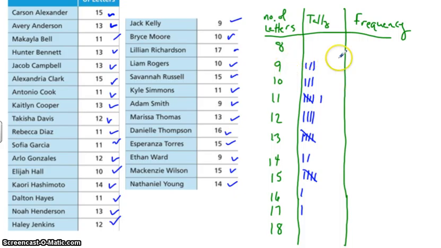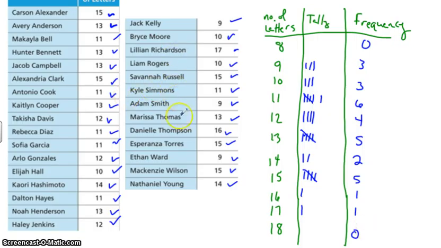Now we're ready to count up the number of tallies. For 8, there was 0. For 9, there were 3. 10 was 3. 11, there were 6. 12, there were 4. 13, there were 5. 14, there was 2. 15, there are 5. And then there's 1 in the 16, 1 in the 17, and none for 18. So the United States data is a little bit more spread apart than the Chinese data.